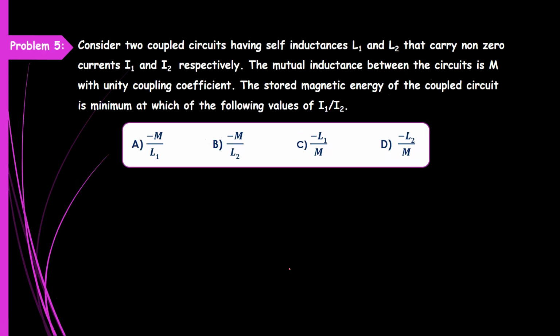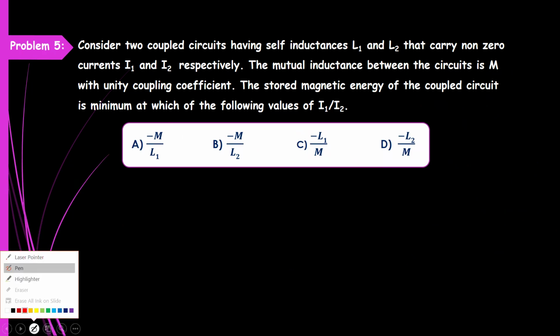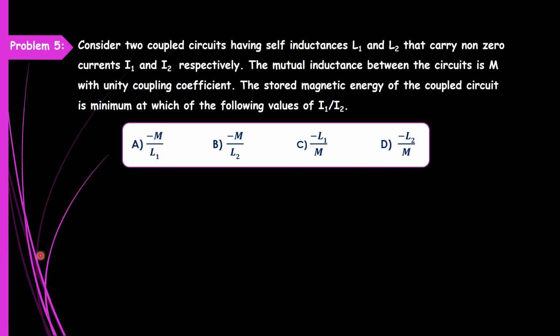Shall we move to the next problem? So this is the last problem I have taken from the electrical paper, and the topic is magnetic coupled circuits. Okay, let me read out the problem. Consider two coupled circuits having self-inductances L1 and L2 that carry non-zero currents I1 and I2 respectively. The mutual inductance between the circuits is M with unity coupling coefficient. The stored magnetic energy of the coupled circuit is minimum for which of the following values of I1 by I2.